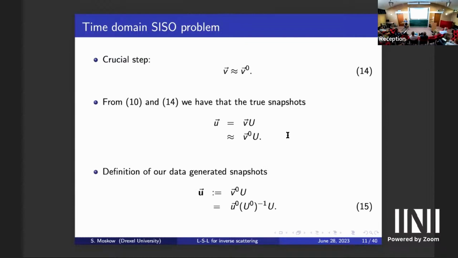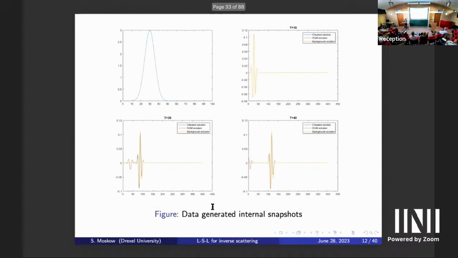So this gives us a motivation for the definition of our data generated snapshots. And we use boldface, they're just this U that you got from the data applied to the orthogonalized ones, which can be written this way. So we have this formula, this U0 inverse U is the transformation from the background snapshots to an approximation of our perturbed snapshots. And then here's a picture of the snapshots.